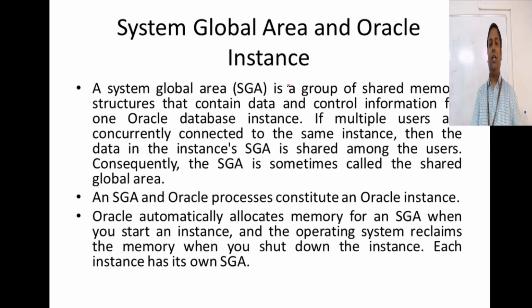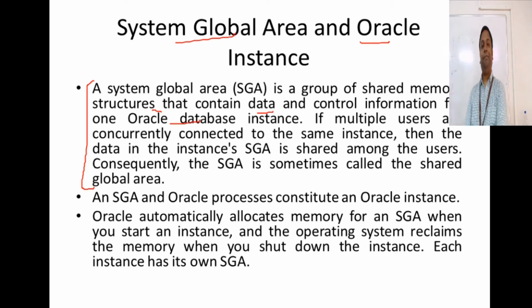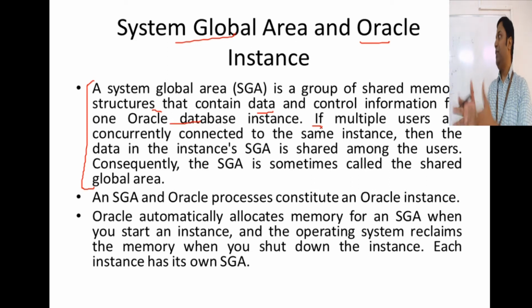And we have to understand certain terminologies here: system global area and Oracle instance. This documentation that I'm showing here is from oracledocs.com. So what is the system global area? The system global area is nothing but a group of shared memory structures that contain data and control information for one Oracle database instance. And one more thing: multiple users can connect to the same database instance. Say I create many users for the database I am running, so I can have Sam, Ram, Tom, all of them accessing the same database instance.